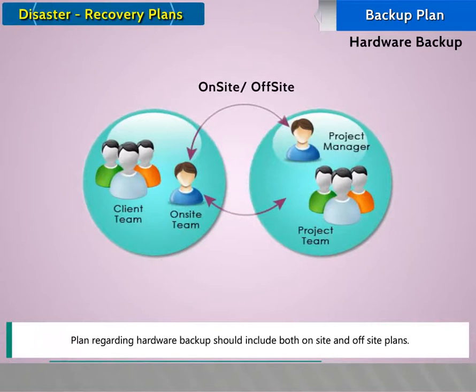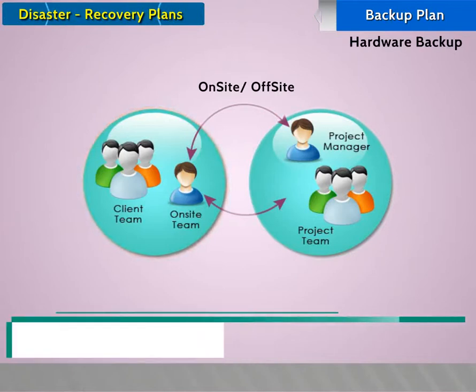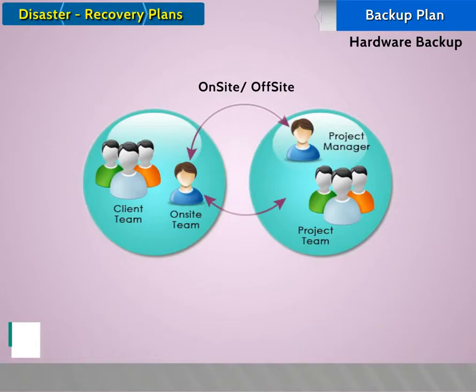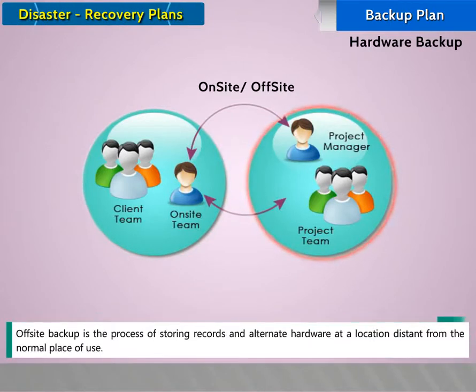Plan regarding hardware backup should include both on-site and off-site plans. On-site backup is contained within the computer center to ensure that resumption is made quickly with least disruption. Off-site backup is the process of storing records and alternate hardware at a location distant from the normal place of use.